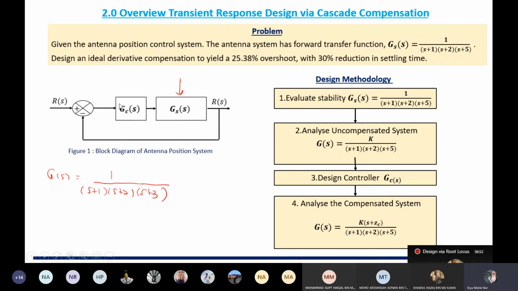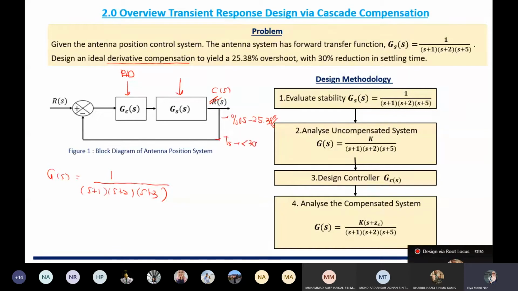So we need to design the controller GC here. The question asks you to design a derivative compensation, so it will be a PD, P plus D. Okay, and the design requirement is the output that you need to achieve. Sorry, this is C. The output that you need to achieve here is the overshoot of 25.38%, and the settling time must be reduced to 30%.